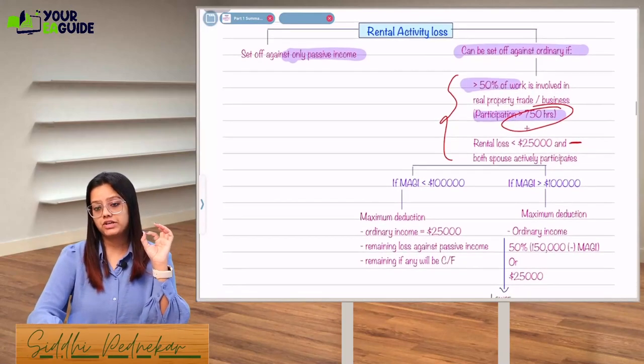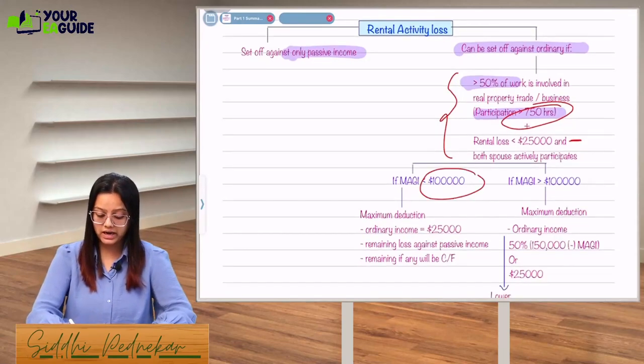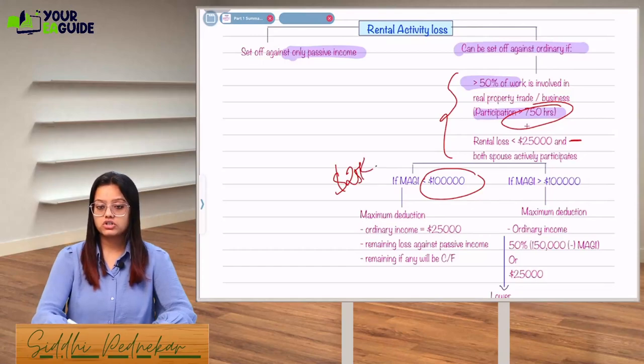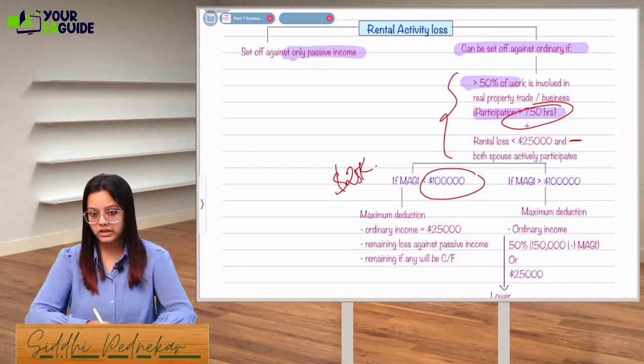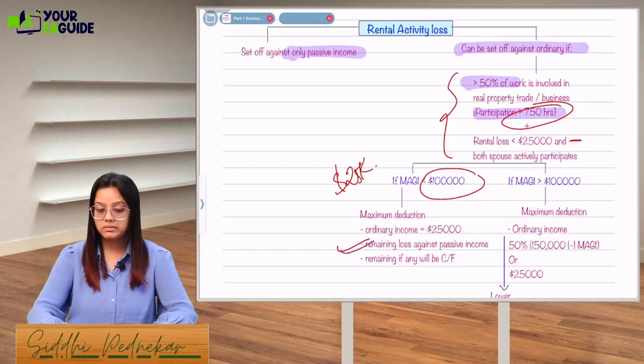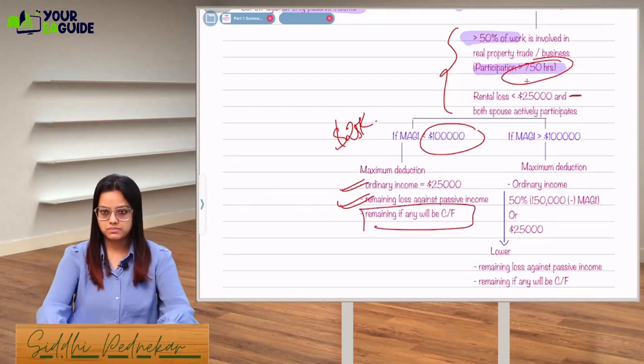Now here the phase out limit will come into consideration. If your modified AGI is up to 1 lakh, the whole 25,000 loss you can deduct. Okay, 25,000 or the actual amount of loss, whichever is lower, you can deduct against the ordinary income. The remaining loss will be set off against the passive income, and then the remaining will get carried forward to the upcoming years.